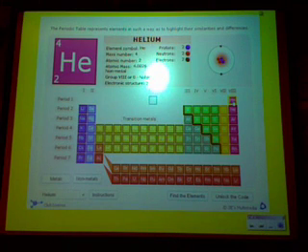Now, as we go through these terms today, the first one is family or group. What is family or group? What does that tell you? What is it? Okay, how do you identify a family or group? Zach? By the number of valence electrons.